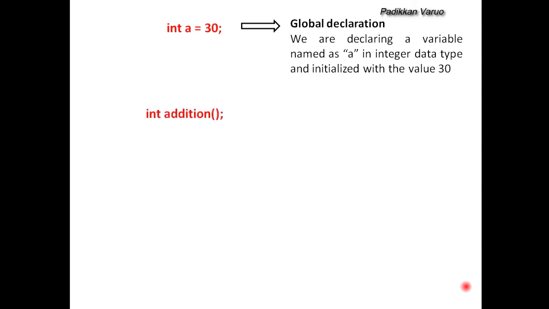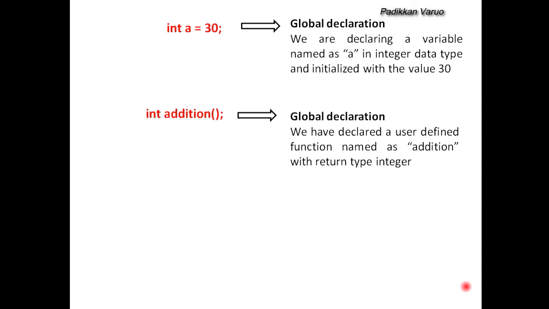The next one is int addition. What is this? It is also in the global declaration section. We have declared a user defined function named addition with a return type integer. Addition is a separate subprogram, a separate function. We are using it to perform the addition operation, and after finding the result, we are returning an integer value to the main section. So we have defined the return type as int, that is integer.